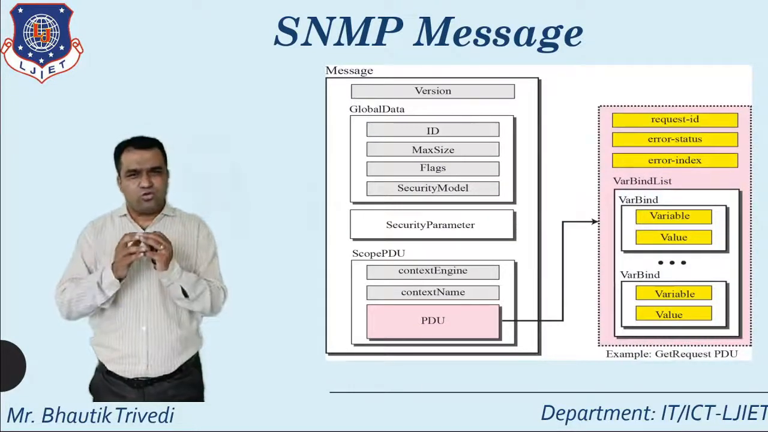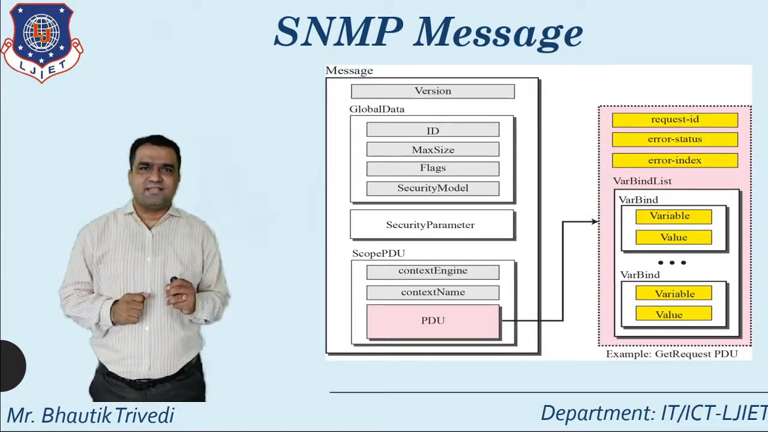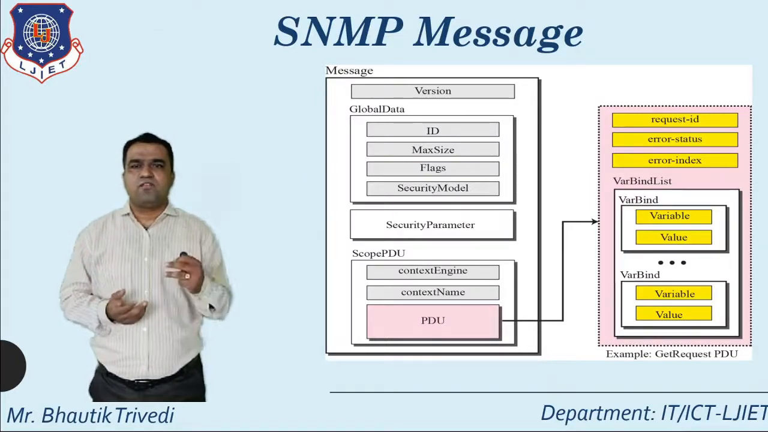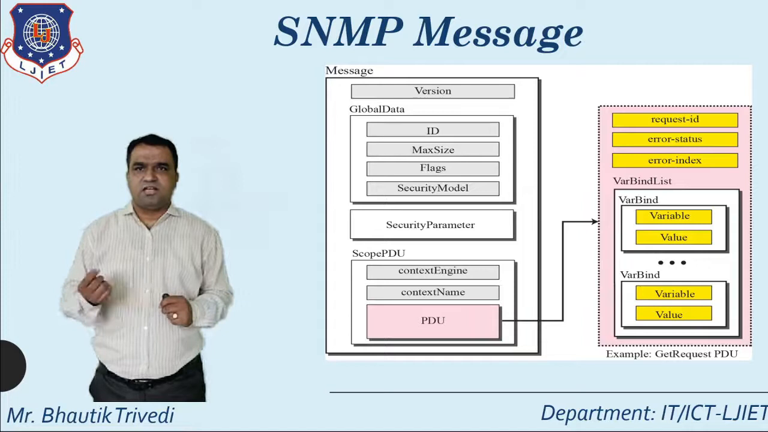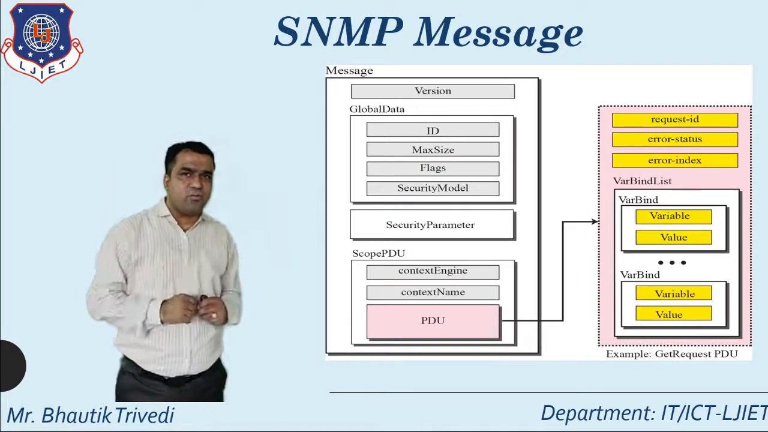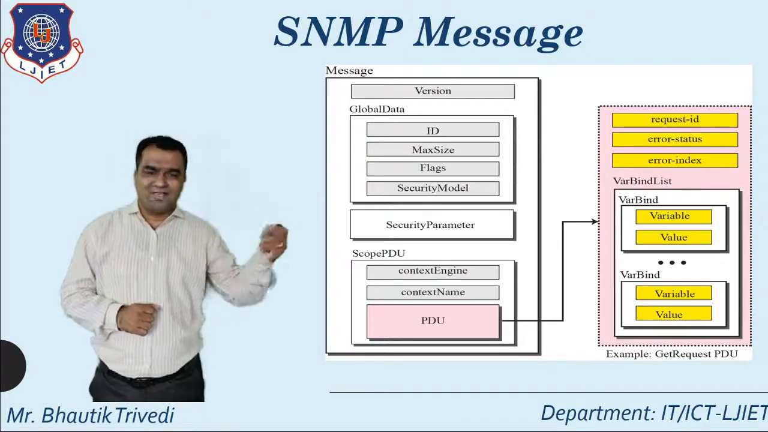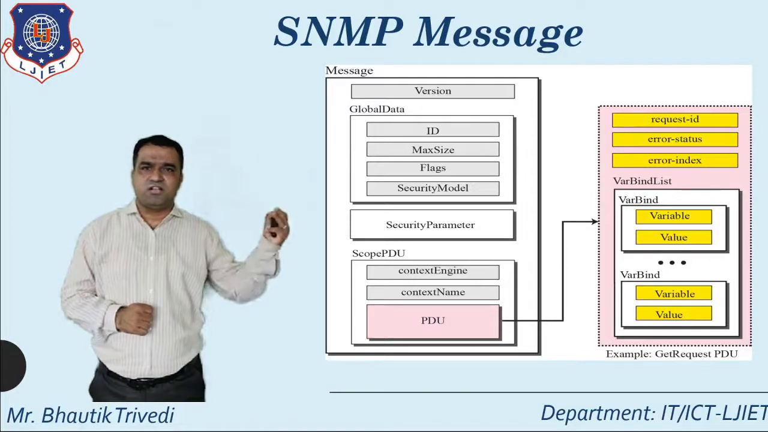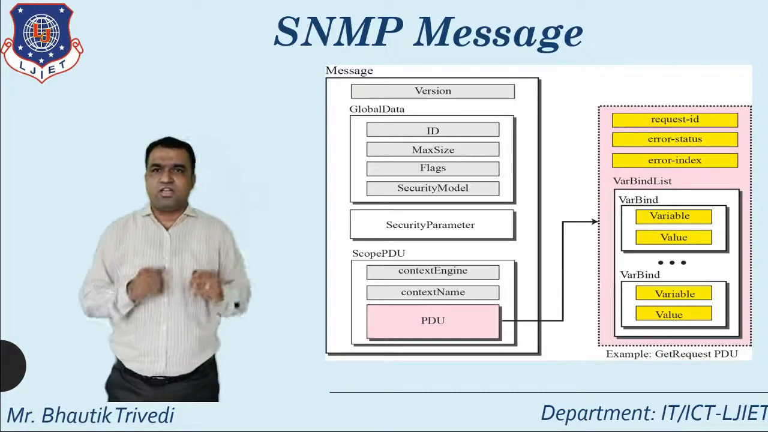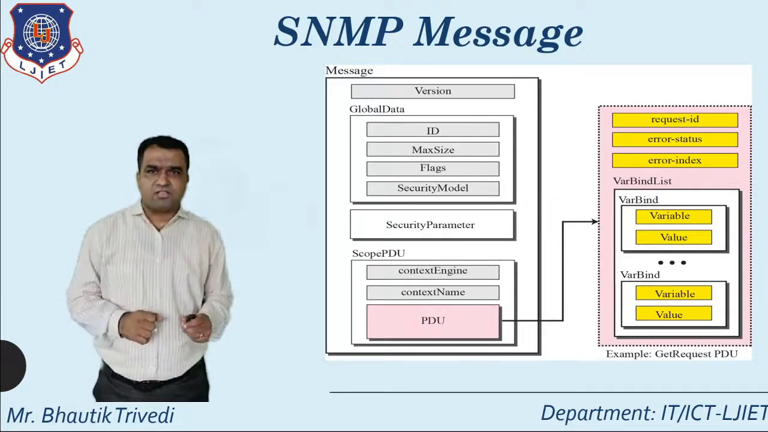Up to this point you already know each and everything. So first of all, the message. The message is divided into, first of all, the version. Then the global data. Global data contains which kind of information? First one, the ID. Second one, the maximum size. Third one, the different flags. Fourth one, the security model for the particular data. After that, different security parameters.